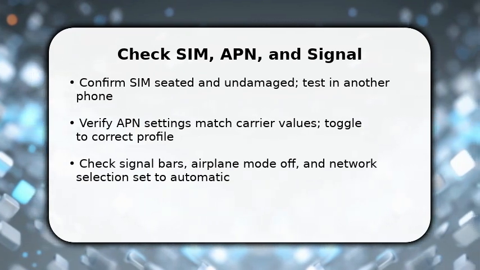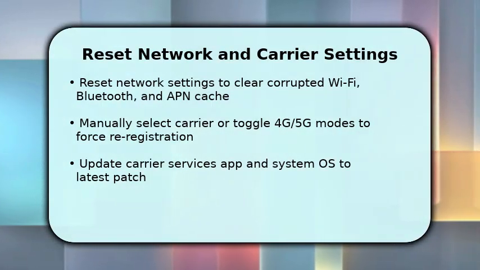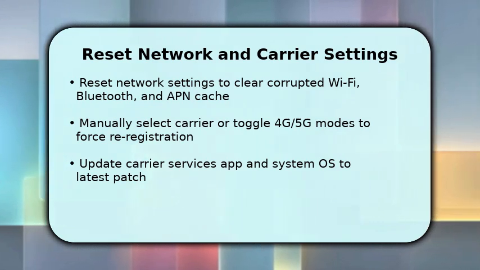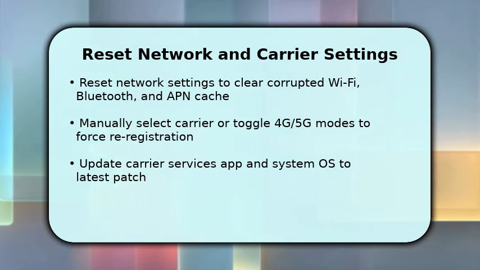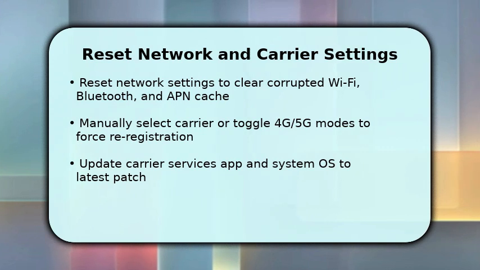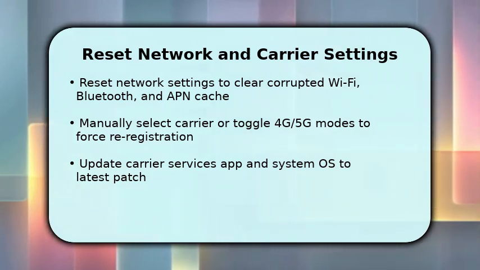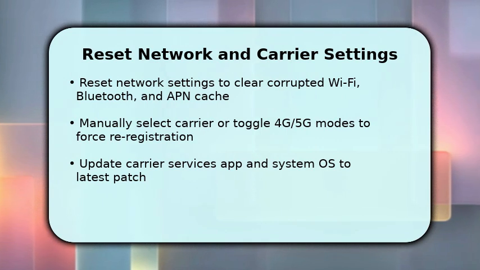Next, you execute deeper resets and forced re-registration to refresh the radio and service handshake. Reset network settings to clear stale APN and cached DNS entries. This resets Wi-Fi and Bluetooth too, but it often fixes mobile data conflicts. After that, manually select your carrier or toggle between 4G and 5G modes to force a fresh registration.